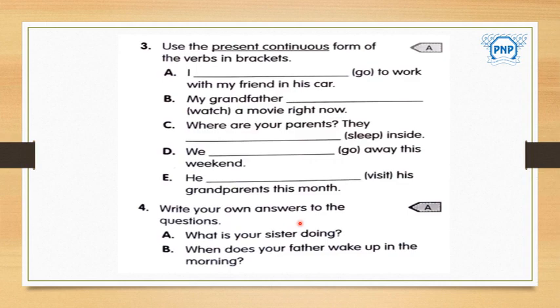Fourth one. Write your own answers to the questions. What is your sister doing? These are personal response type questions. The answers are up to you. They have not been given anywhere in the textbook, so the answer is also going to be a personal answer. So read them and write the correct question answer. Very nice.